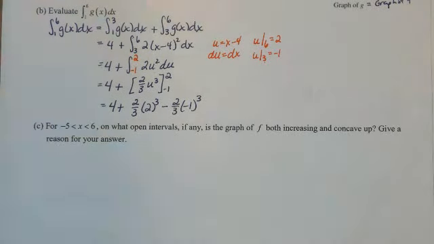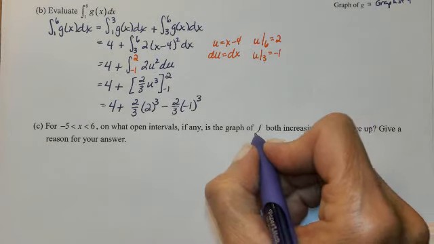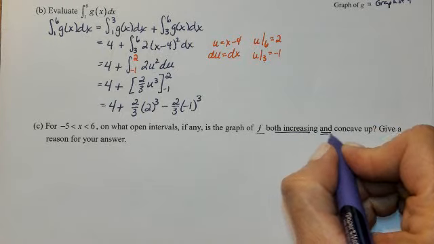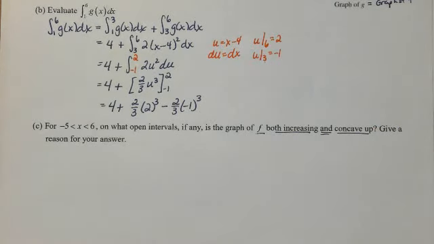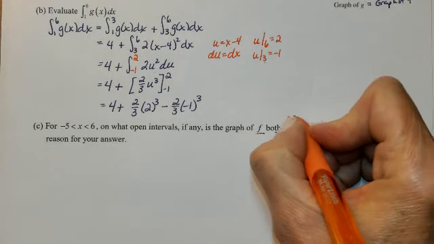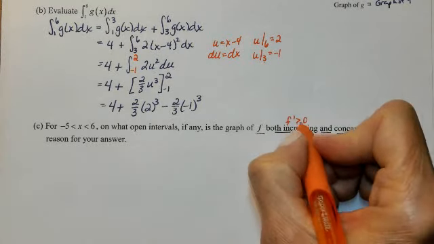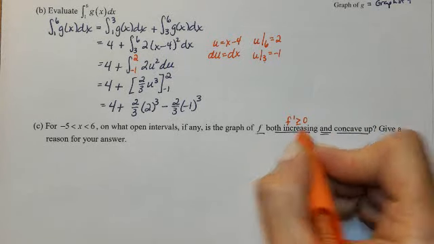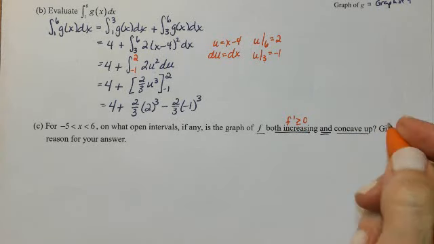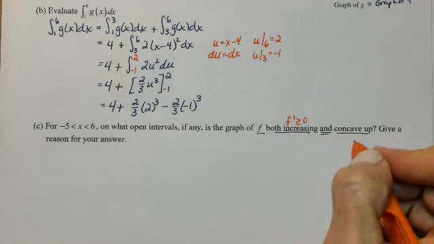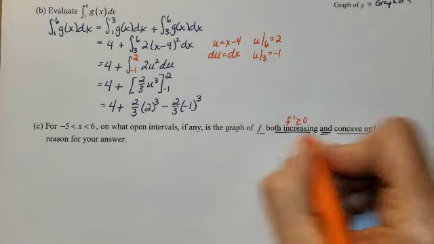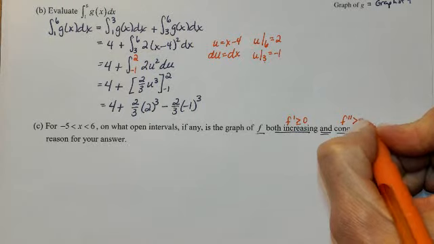All right, part C. For negative 5 to 6, that's our entire interval that they give us, on what open intervals, if any, is F both increasing and concave up? Well, we know F is increasing when F prime is positive, right? Or 0. F prime is positive or 0, because for increasing, by definition, it's greater than or equal to 0. F is concave up when F double prime is positive, right?